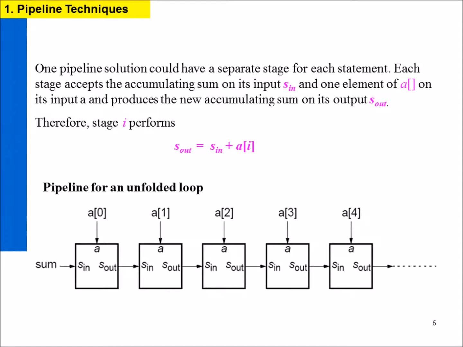Here is a picture showing that idea. Each stage accepts the accumulating sum on its input, that is S in, and one element of A sub something, the array, on its input, A, and produces the new accumulating sum on its output, S sub out. So this means that each stage is performing this formula shown in pink.